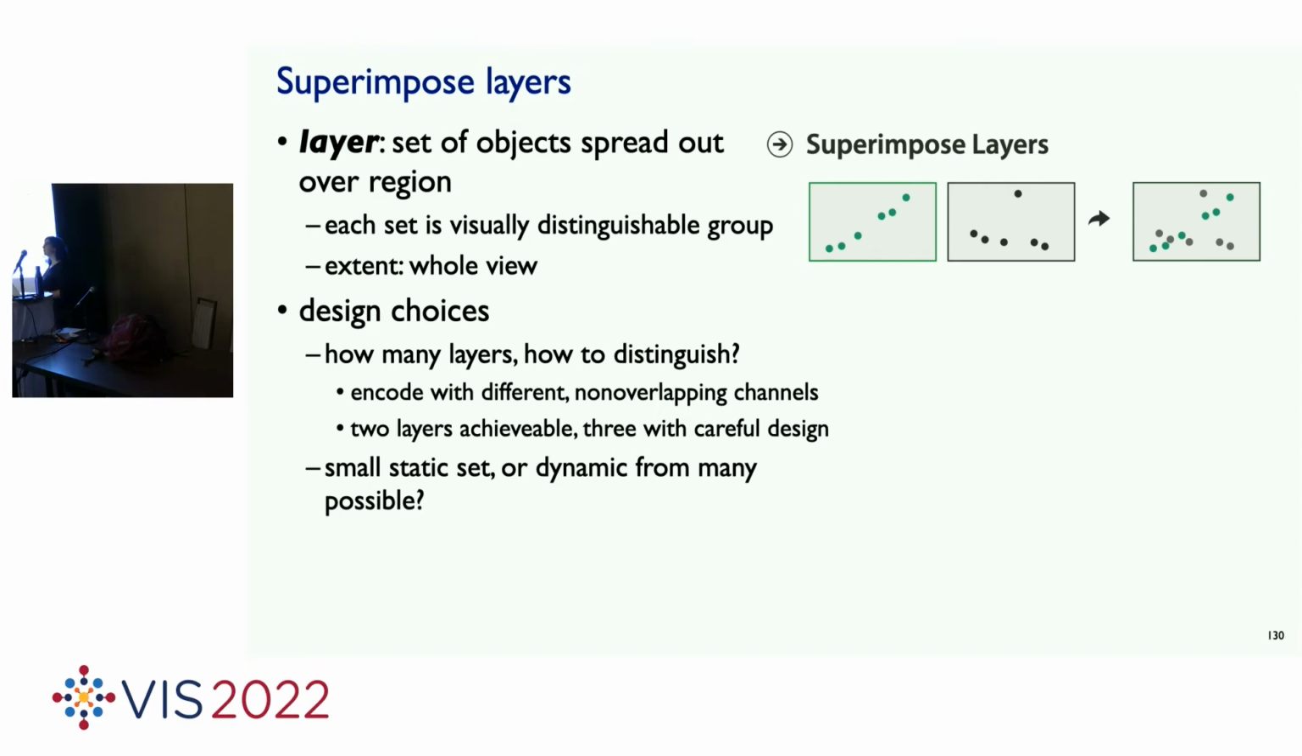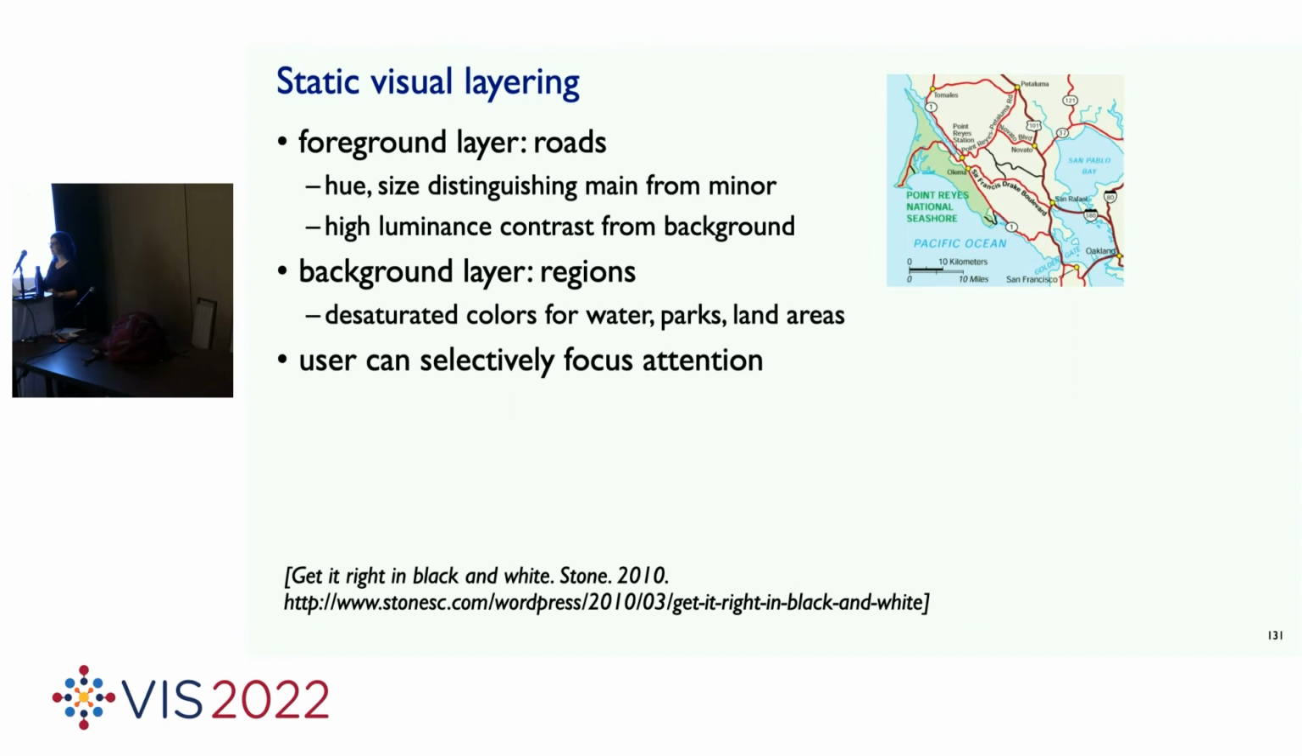But if you're doing something interactive that's dynamic, you have a lot more possibilities. So let's just look at a static case. Maps are a classic example of this, where you've got things like the roads that are a foreground layer and the regions which are a background layer. Notice how we've got luminance differences and fully saturated hues for that foreground layer and much less saturated things for the background, land, and water. And you can just move your attention back and forth between them.